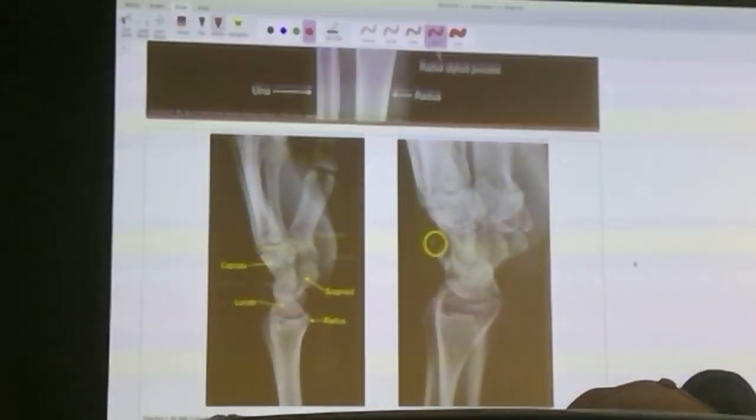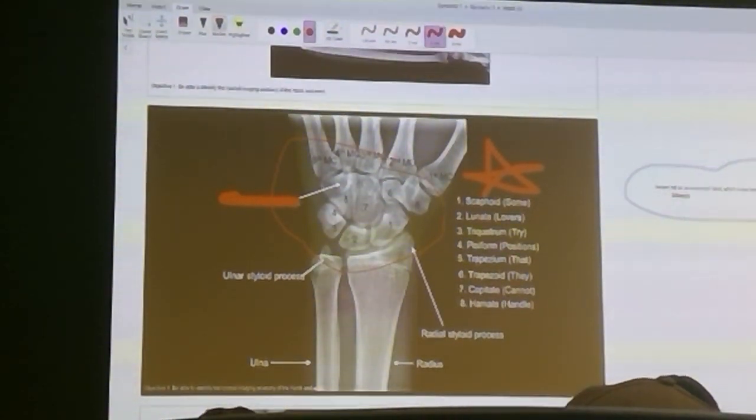Oh, and one more thing. Your pisiform is a sesamoid bone. Pisiform is a sesamoid bone.